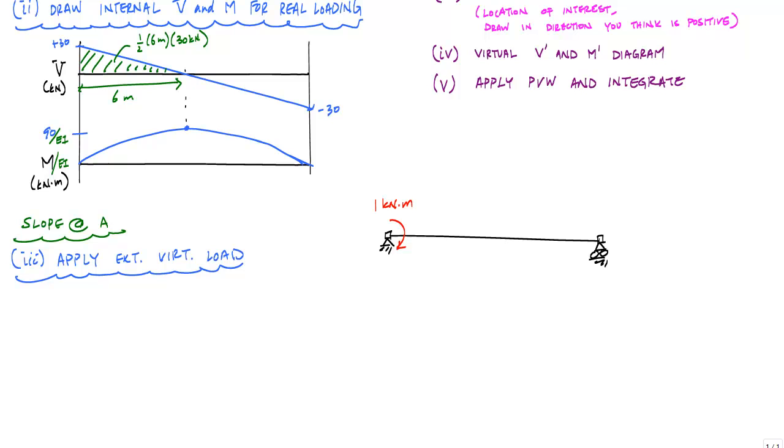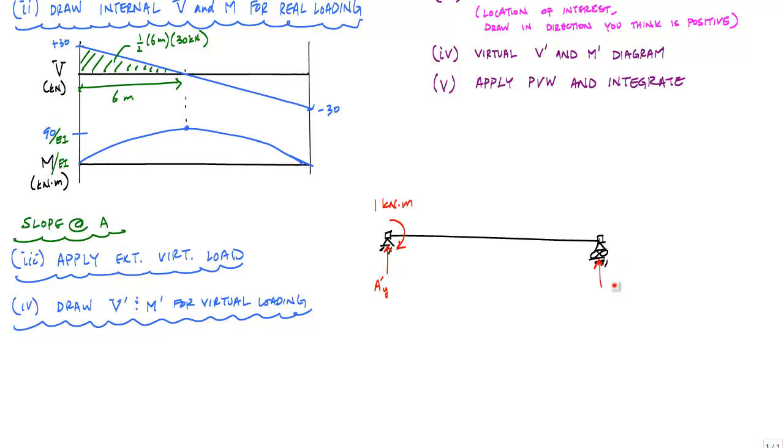Then we want to find the shear and moment diagrams of the virtual structure. And again, that involves a free body diagram, equilibrium equations for reactions, and then drawing the shear and moment diagram. So here, I'll call this A prime Y, C prime Y, and then a horizontal AX prime. And I know if I sum the forces in the horizontal this would be 0. And I'm going to use some equilibrium equations.